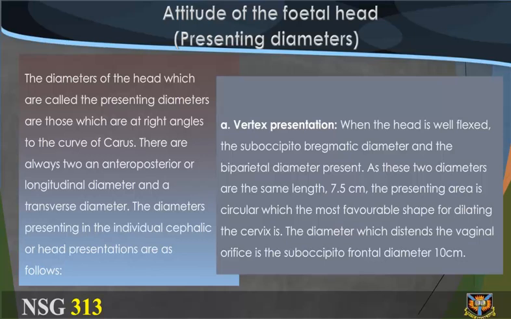A. Vertex presentation. When the head is well flexed, the suboccipital bregmatic diameter and the biparietal diameter present. As these two diameters are the same length, 7.5 cm, the presenting area is circular, with the most favorable shape for dilating the cervix. The diameter which distends the vaginal orifice is the suboccipital frontal diameter, 10 cm.